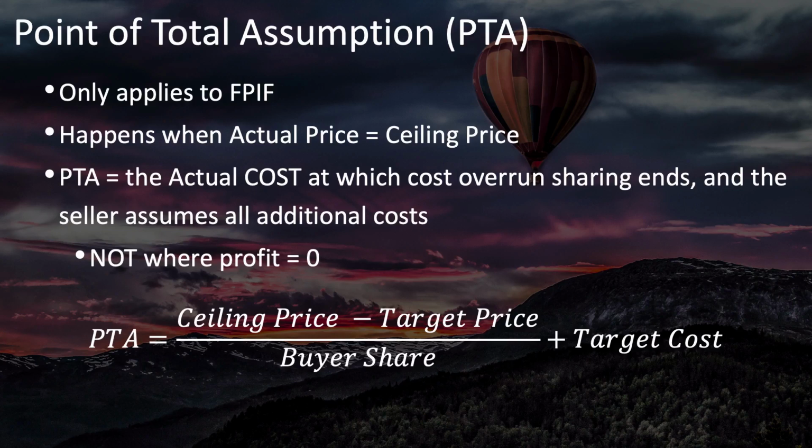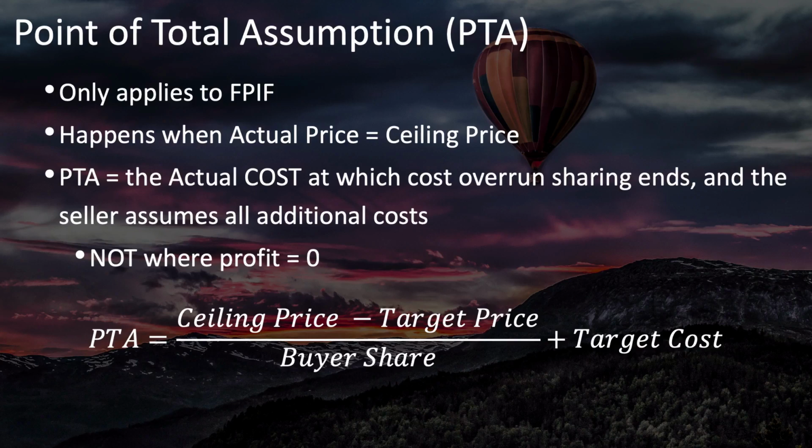Let me say that another way. The point of total assumption is the actual cost at which the actual price equals the ceiling price, which is the point at which cost overrun sharing ends, which is where the seller assumes all additional cost overruns. It's not the point at which profit equals zero. That comes later.